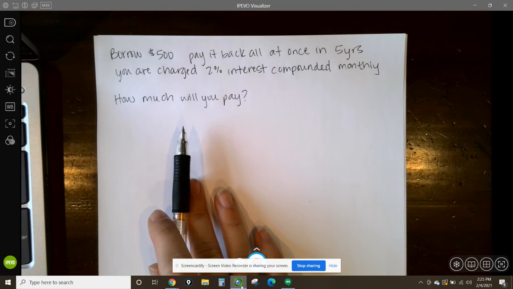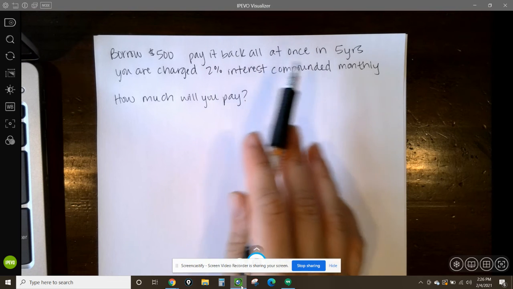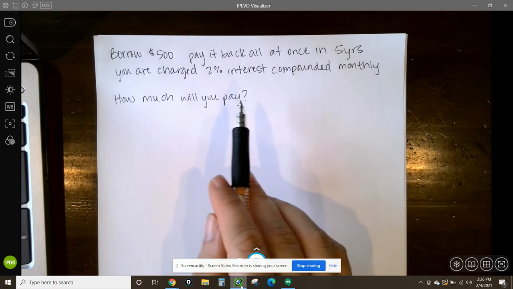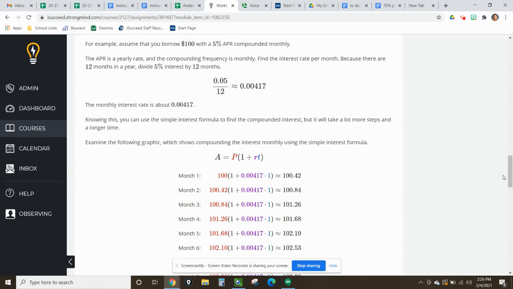So the question was, suppose you borrow $500 and you're going to pay it back all at once in 5 years. You are charged 2% interest compounded monthly. How much will you have to pay? So what I did is I went here, this is in the lesson, and this example is really similar, so I thought we'd look at this one.